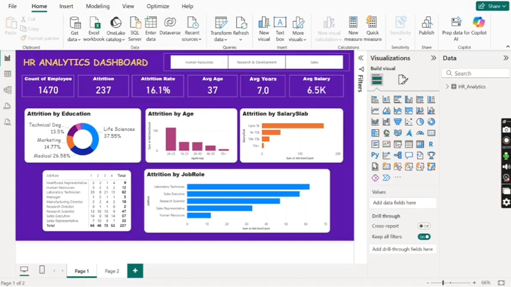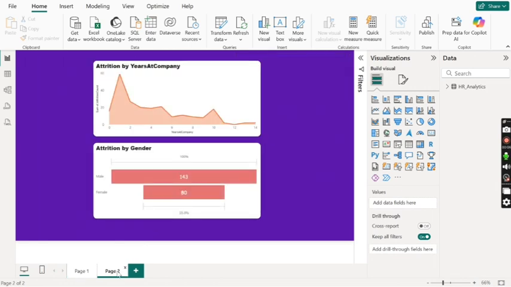Now let's move towards our page 2. So in page 2 we have attrition by years at company and attrition by gender. The first is attrition by years at company. Here the visualization used is an area line chart. The data fields are about years at company, like the specific tenure of the employees, for example, the number of people who left within the first year.